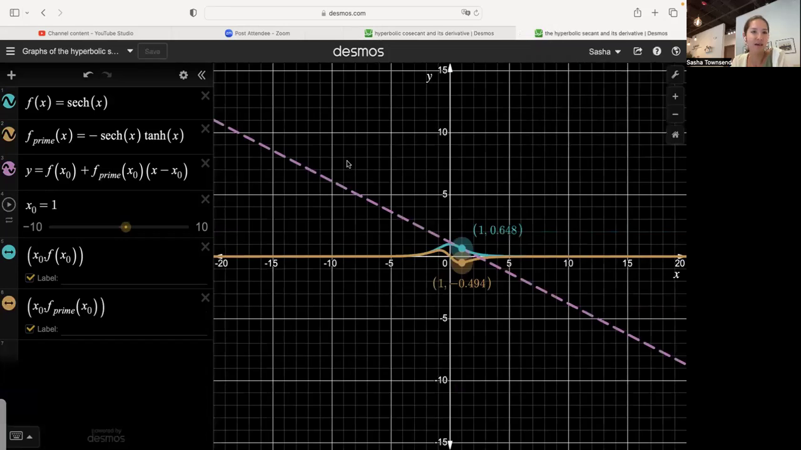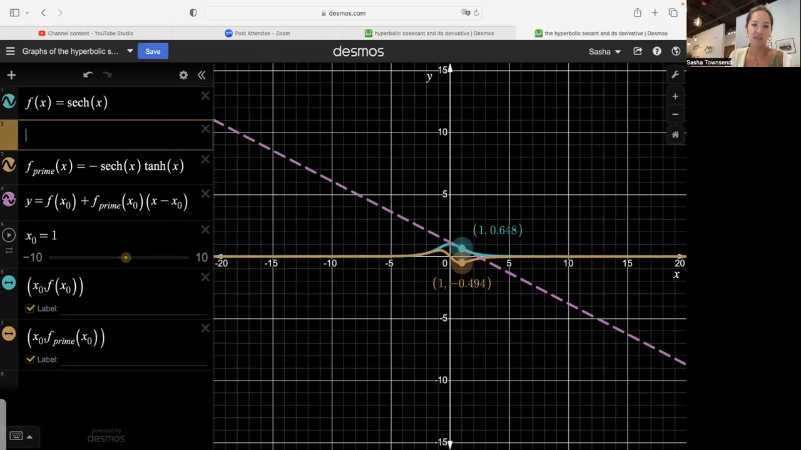And then finally, we've got the hyperbolic secant. This is actually what's really interesting. It's 1 over the hyperbolic cosine. Now remember, hyperbolic cosine actually looks like this.